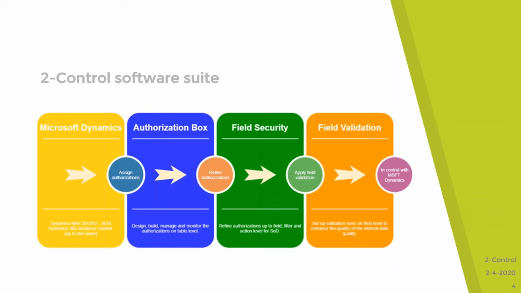It's the web application Authorization Box, which is used to manage and to monitor the authorization setup in Dynamics. In Dynamics Business Central, I'm going to show you the field security and the filter security, which are meant to refine the authorizations within the Business Central environment, where you normally can only authorize a complete table or a complete entity. You can use field security and filter security to secure specific fields within an entity. And I'm going to show you that.